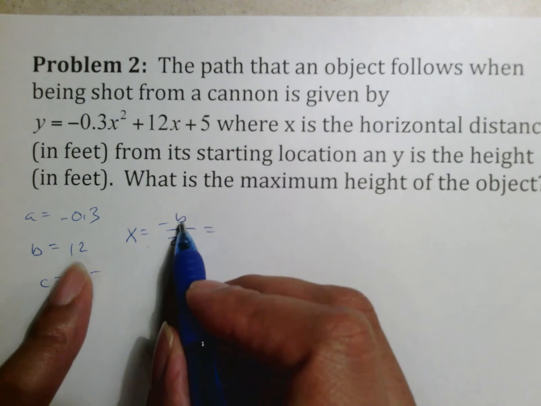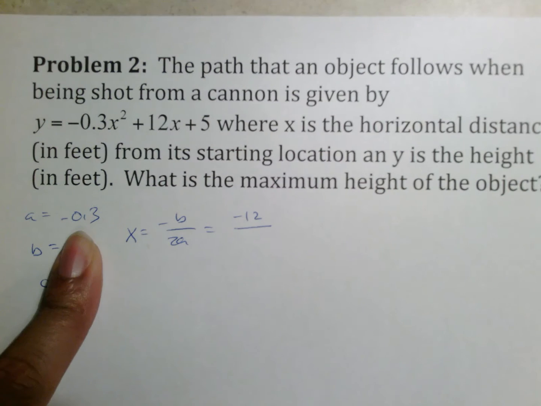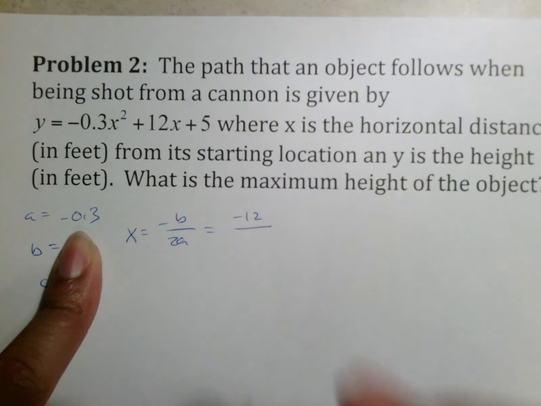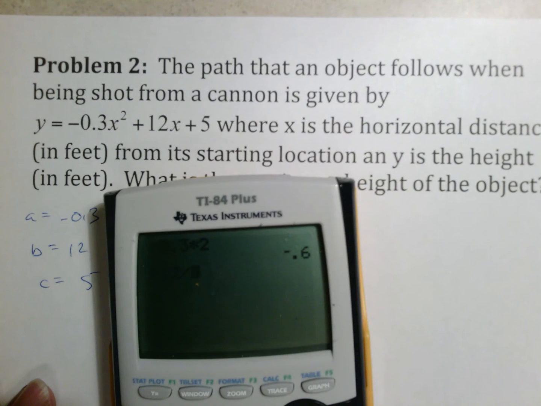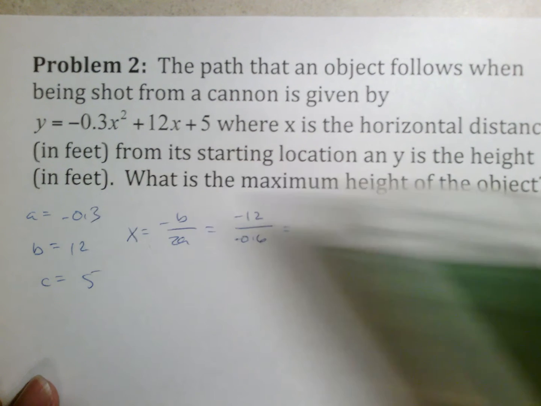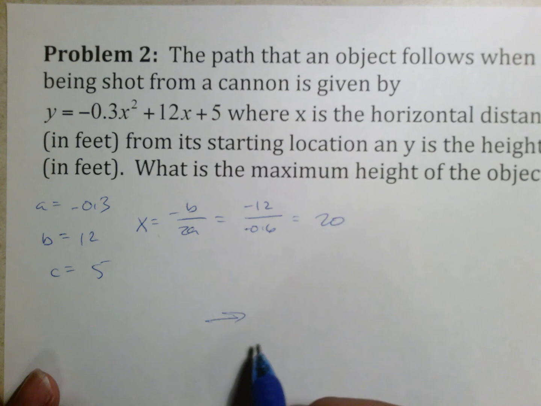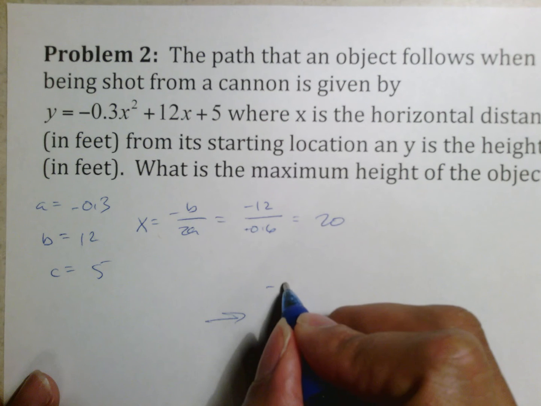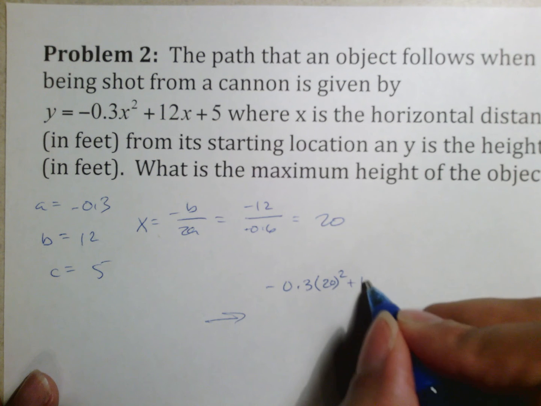And so remember, negative b means take the opposite of b, which is negative 12, over double that, double negative 0.3, so negative 0.3 times 2 makes negative 0.6, which when you divide negative 12 by negative 0.6, you end up with 20. Keep in mind that is not your maximum, that is the distance you go this way to get to the maximum. If we want the maximum, what we have to do is take that and plug it back in. So what we end up doing is plugging it back into the formula.